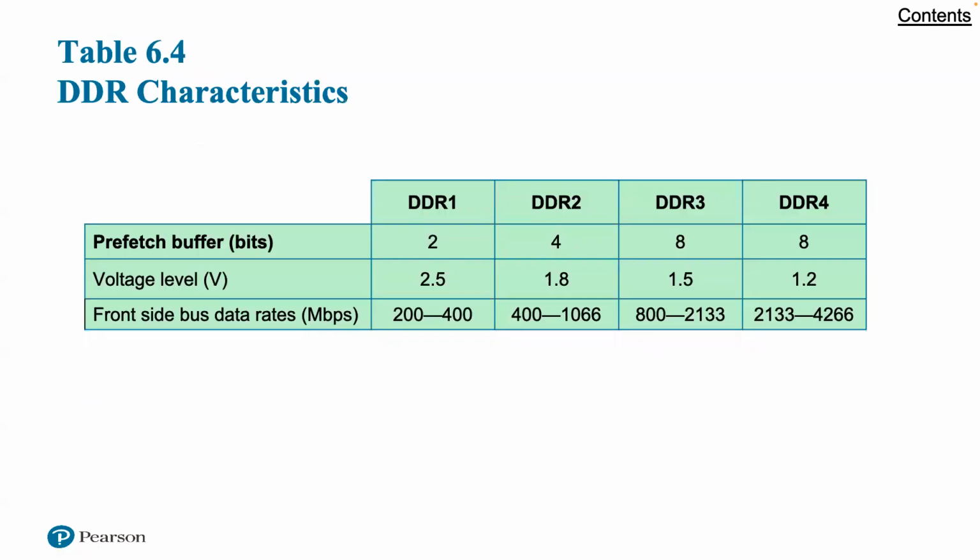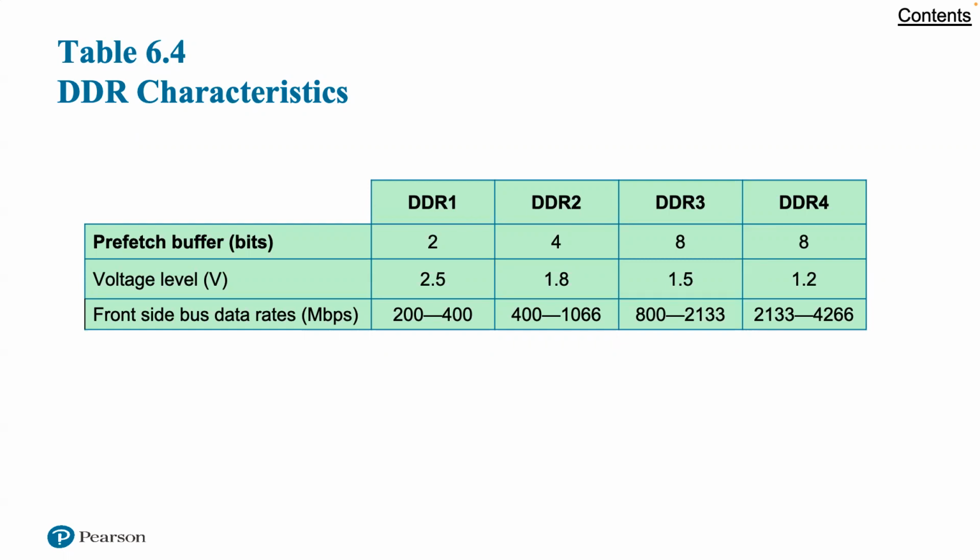So here we see some more details of the DDR characteristics. JEDEC has thus far defined 4 generations of DDR technology, as we're showing here in table 6.4. The initial DDR version makes use of a 2-bit prefetch buffer. The prefetch buffer is a memory cache located on the SDRAM chip. It enables the SDRAM chip to pre-position bits to be placed on the data bus as rapidly as possible.